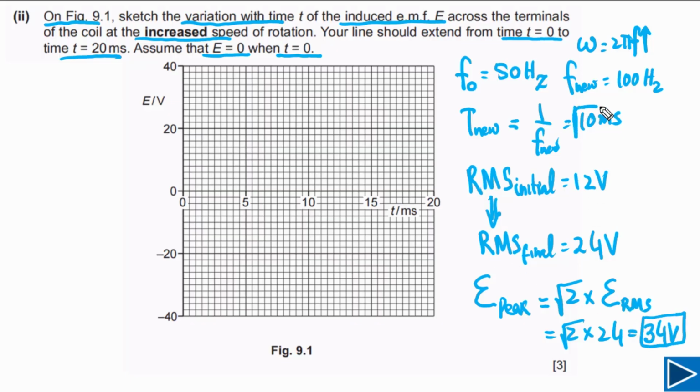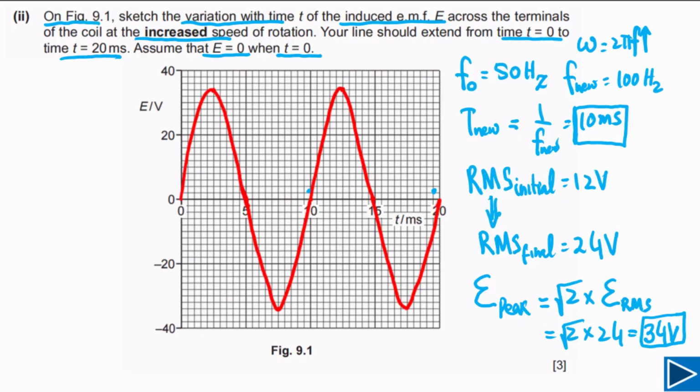And this is the time period of rotation now. We have to use these two pieces of information and we can sketch the graph. So this is one time period and this is equal to 2 time periods. Now we simply need to sketch using the peak value of EMF and the time period. This is how we can sketch. In this case, the peak value is 34 volts and this is the time period, so this is equal to 2T. That's all. If you sketch like this, you will get 3 marks for this question. So this has 3 marks.